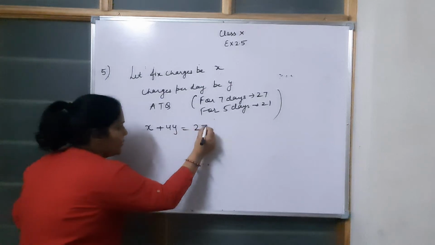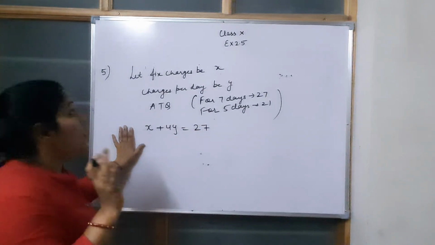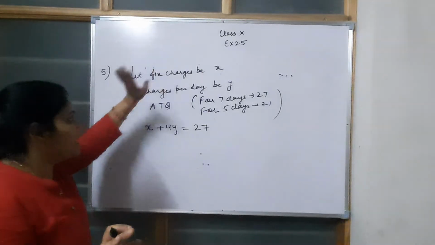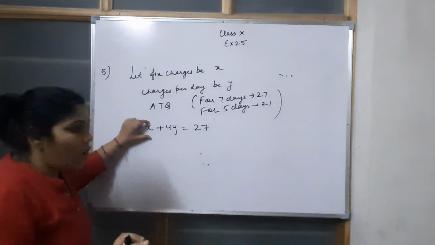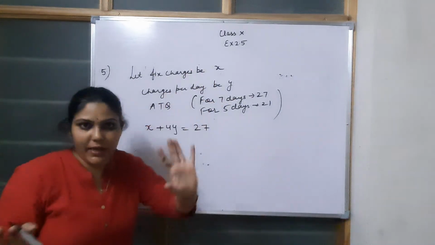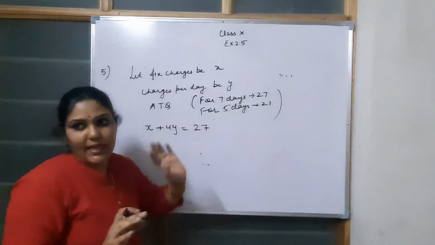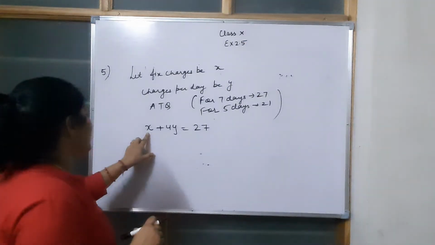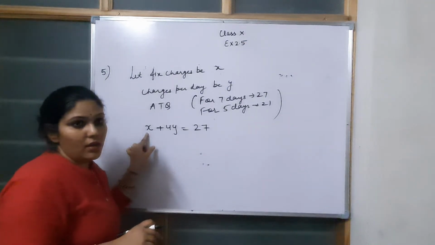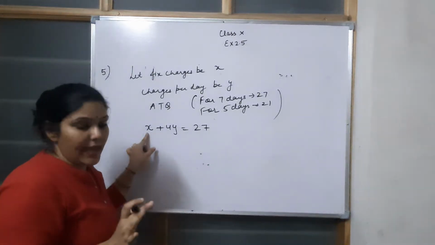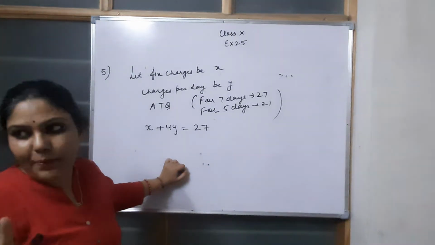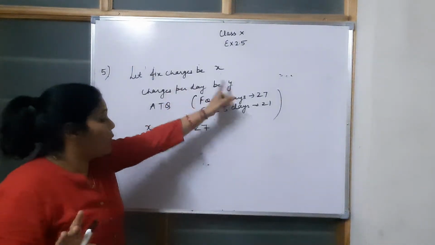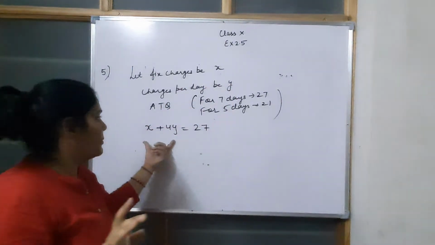So this is total 27. The question is saying that for the first 3 days you will pay x rupees, and thereafter y rupees per day. So total 7 days are there. For the first 3 days it is x. Out of 7 days, you have paid for 3 days. How many days are left? 4 days. So if one day is y, how much will 4 days be? 4y. So how much did you pay in total?